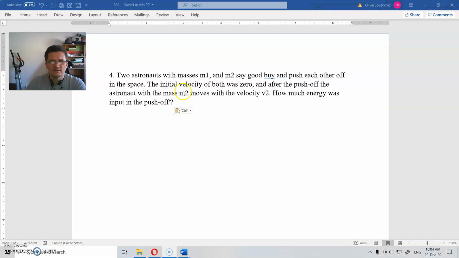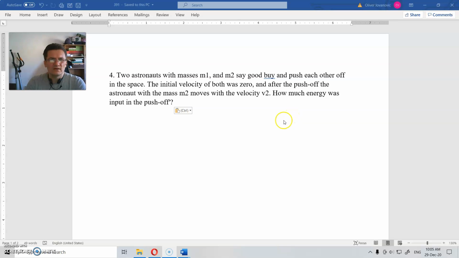Okay, two astronauts with masses m1 and m2 say goodbye and push each other off in space. The initial velocity of the boat was 0, and after the push-off, the astronaut with mass m2 moves with velocity v2. How much energy was input in the push-off?